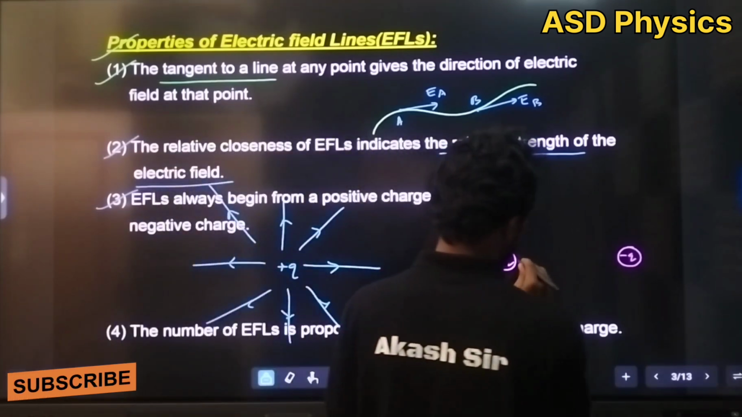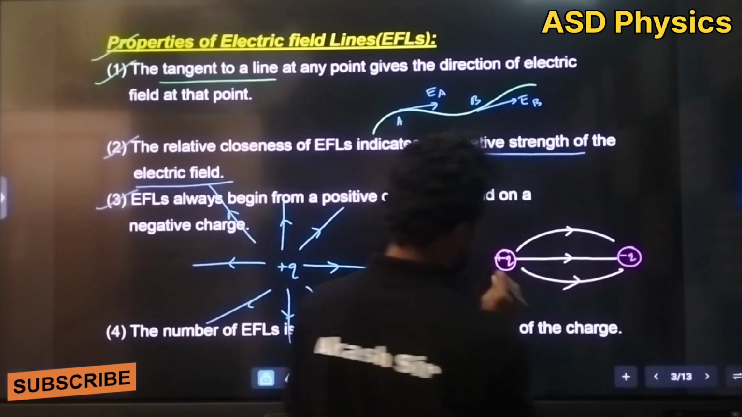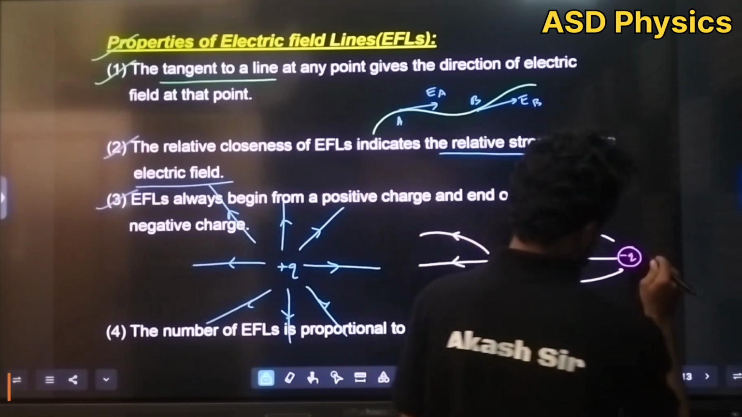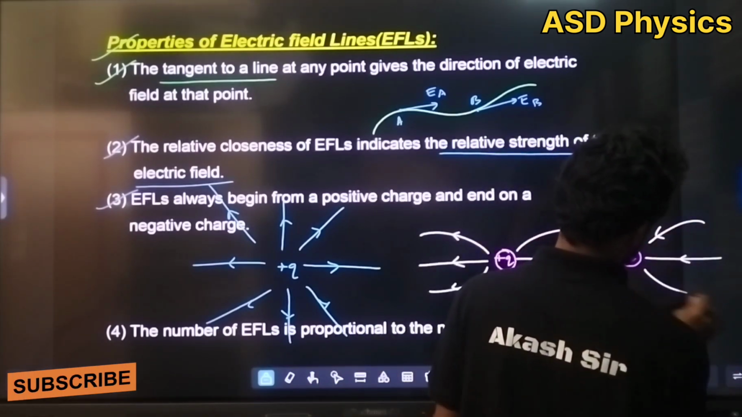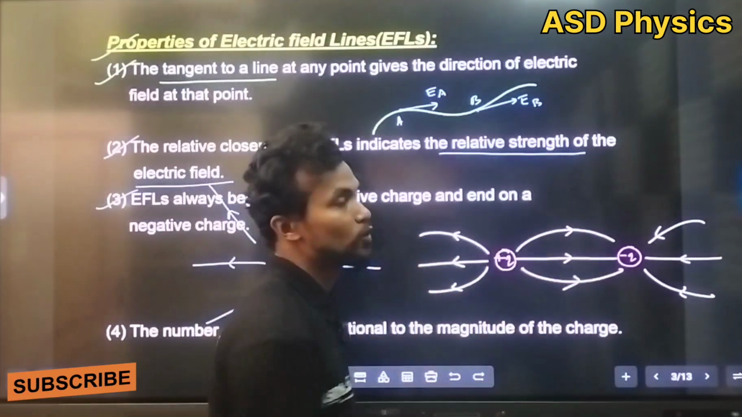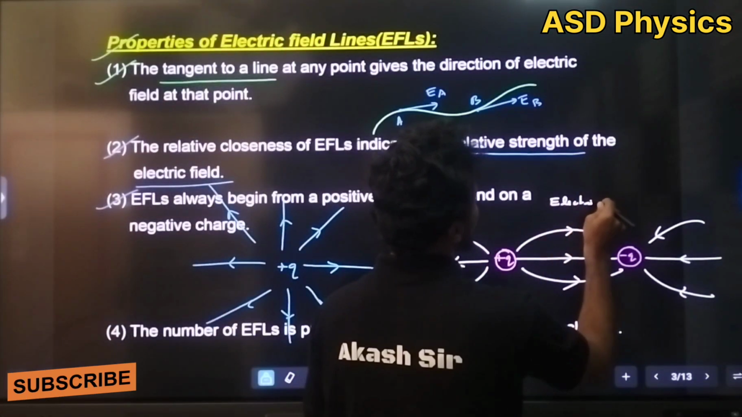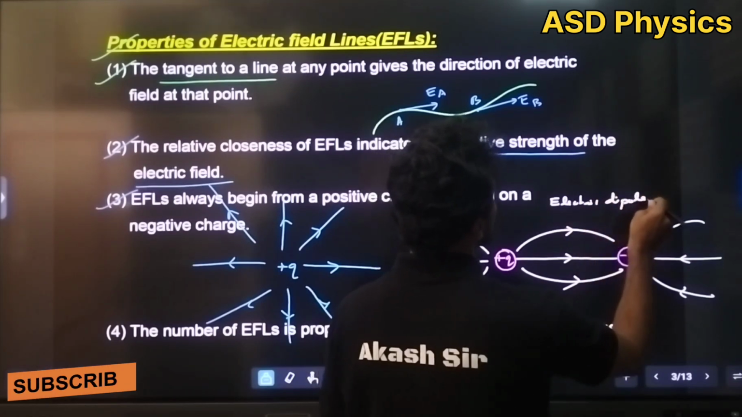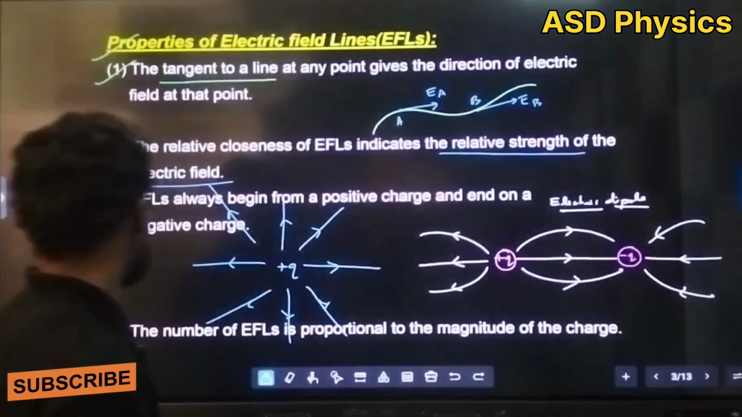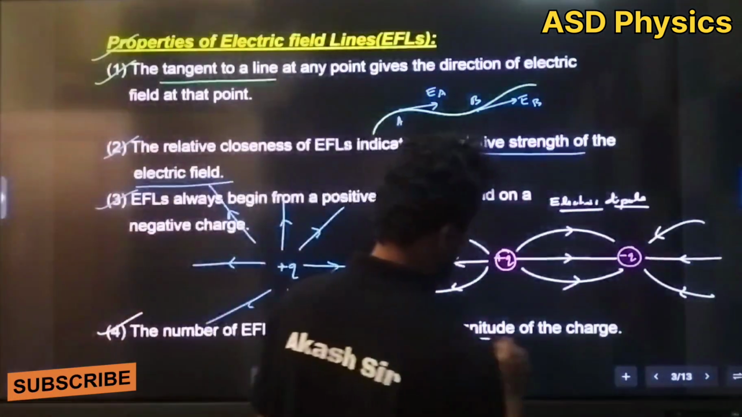So what will happen is that the field lines will be like this, due to the dipole. Please remember that this comes regularly in the exam: the arrow will be towards the negative charge and the arrows will always be away from the positive charge. This is the electric dipole. Later we will learn how to draw the equipotential surface also, but first these electric field lines due to a dipole.